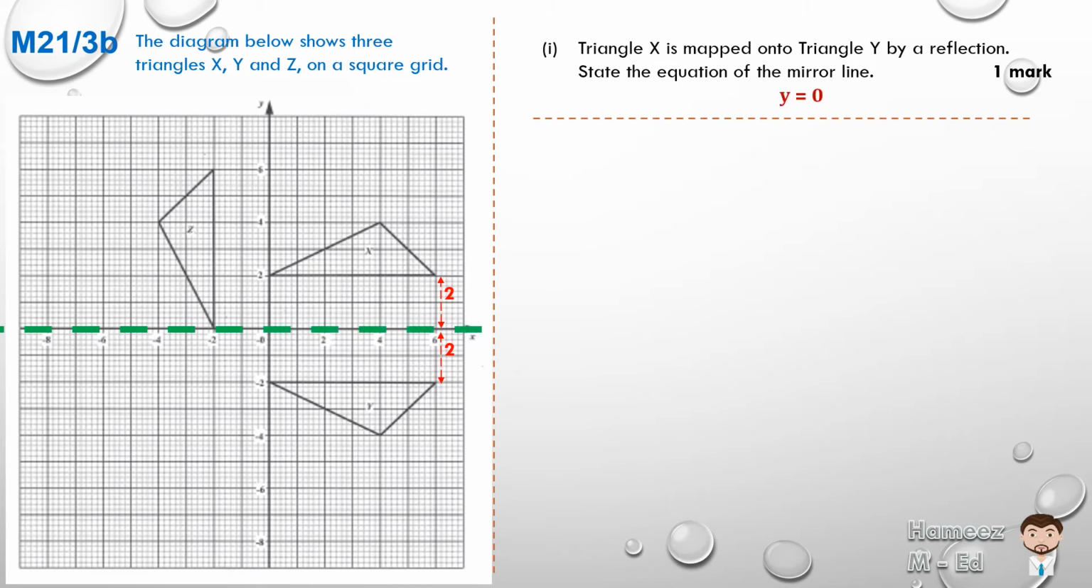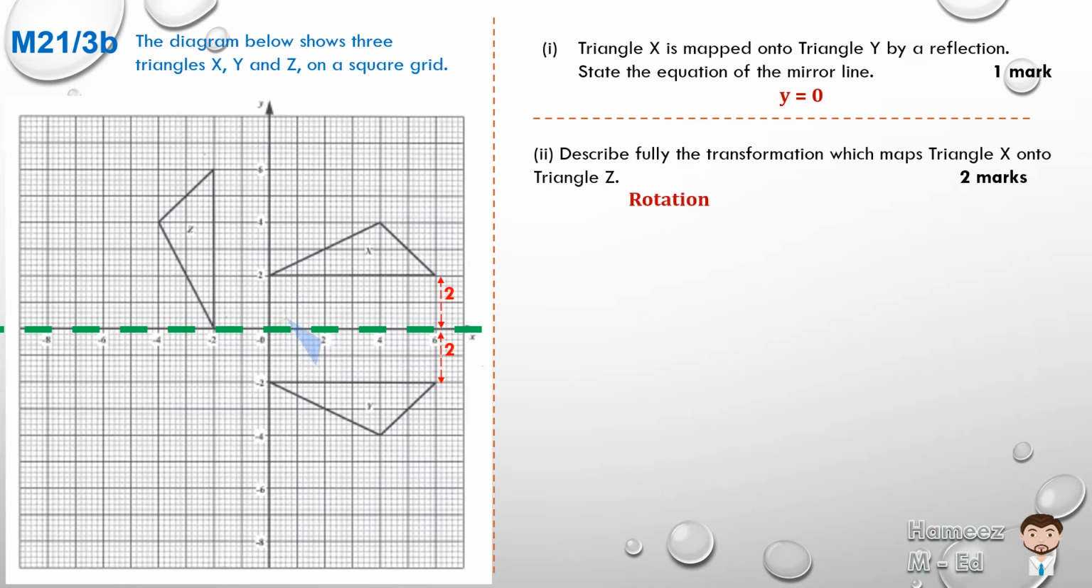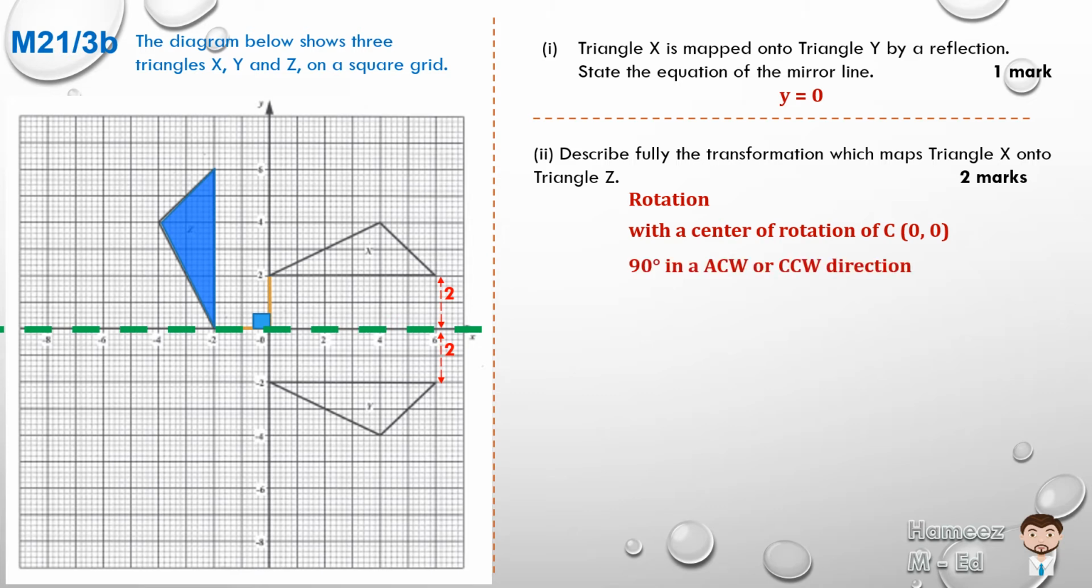Part 2. Describe fully the transformation which maps triangle x onto triangle z. If we look at triangle x and we want to move it onto triangle z, we can see that that is a rotation. So let's bring it up in blue. And as it rotates, the center of rotation will be 0, 0. And what's the angle? You can see there that we have that orange line to show where it was originally and where it has moved to, and the angle is 90 degrees. So it has moved 90 degrees in an anti-clockwise or counterclockwise direction.